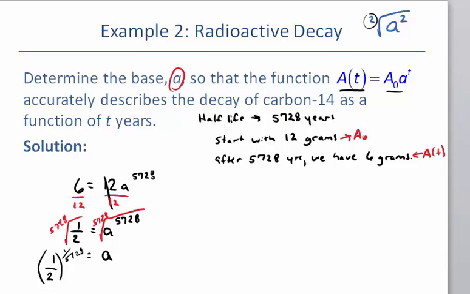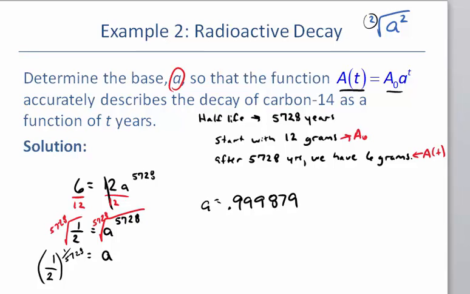So entering that in our calculator, 1/2, and be sure you put the 1/2 in a set of parentheses, and raise it to the 1 over 5,728th power, we'll end up with an A value of, and it's a pretty lengthy decimal, 0.999879.